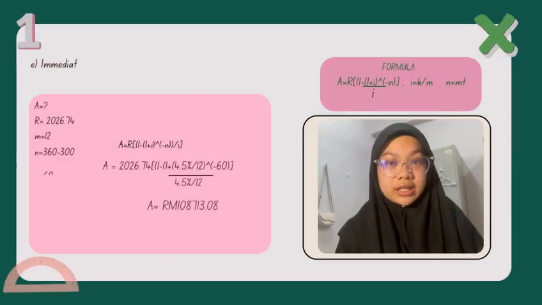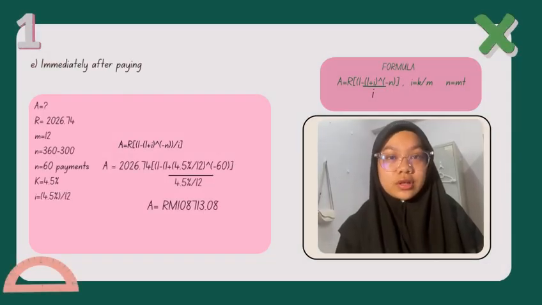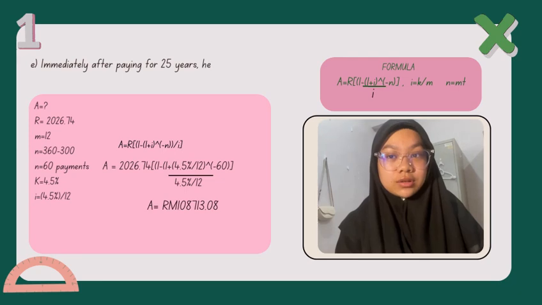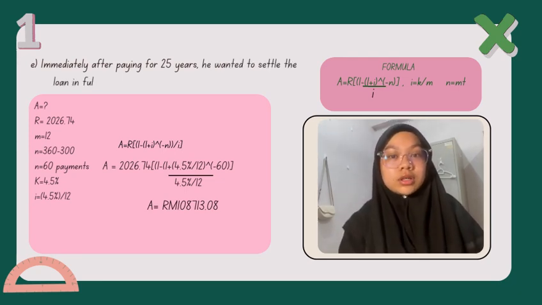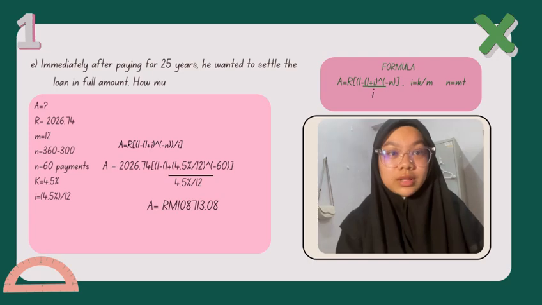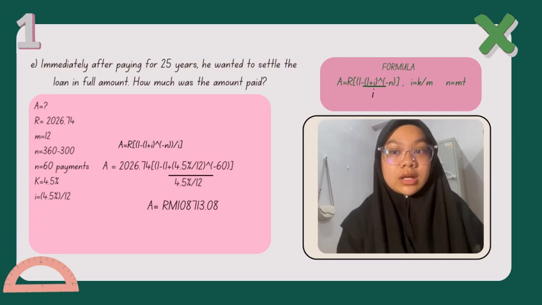So for question E, immediately after paying for 25 years, he wanted to settle the loan in full amount. How much was the amount paid? So first, we need to list out the variables. So R is equal to 2,026 ringgit and 74 cents. n is equal to 360 minus 300, which means that n will be 60 payments. And i is equal to 4.5% over 12.